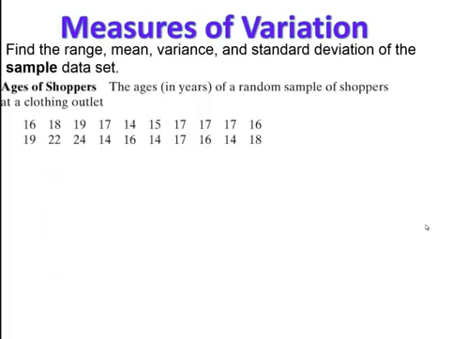Pause and try. Now notice here, this is a sample, so you have to make sure that you pull out the right information. The range is 10, your x bar is 17, your sample standard deviation is 2.6, and your sample variance is 6.7.